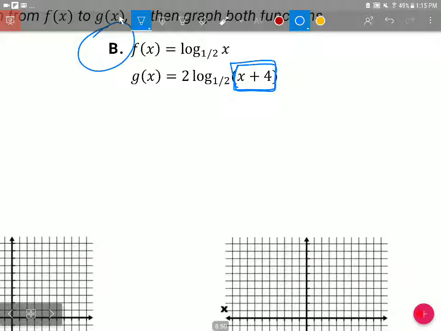Back on. Which one do we got? Do you want to talk about the 2 or the 4? The 2. Okay. This 2 is out front. What's it doing?